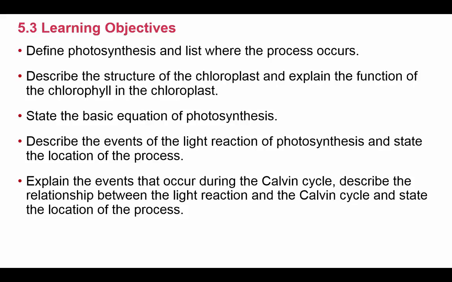In Part B of Chapter 5, we're going to look at photosynthesis. So we're going to define it and list where it occurs. We're going to describe the structure of chloroplast and look at the function of chlorophyll. We're going to learn the basic equation describing the events of the light cycle and the events of the Calvin cycle.